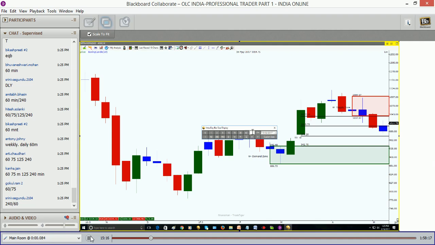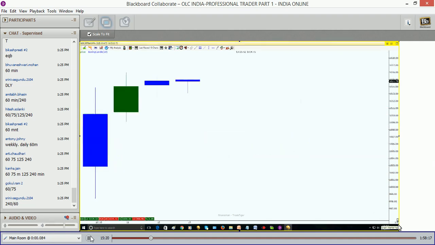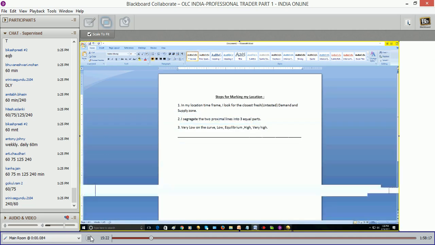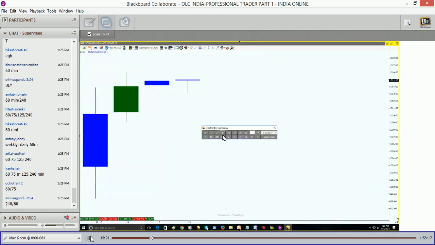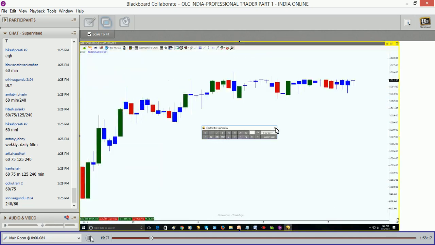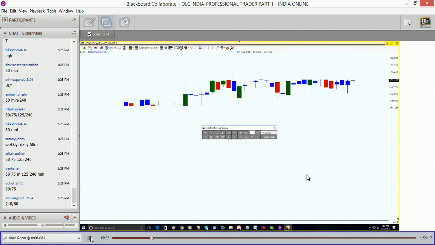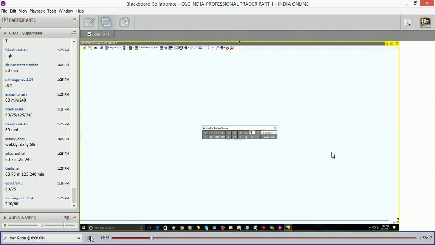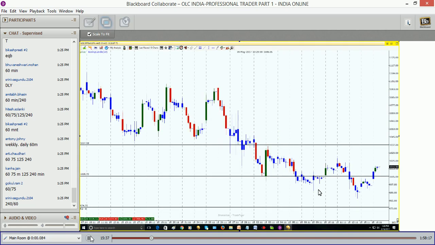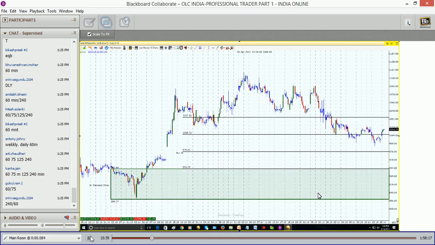Let's try with the 75-minute time frame. Okay, let's start with the 75-minute time frame. Let's go back. Let's try 90 days graph. 90 days, 75 minutes. This is the 75-minute graph. Let's see, are we seeing anything nice?